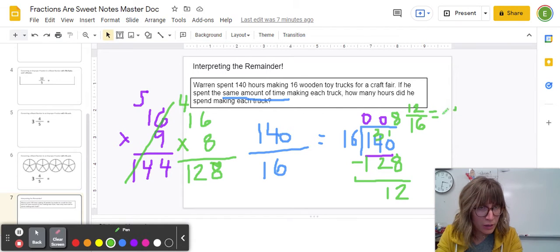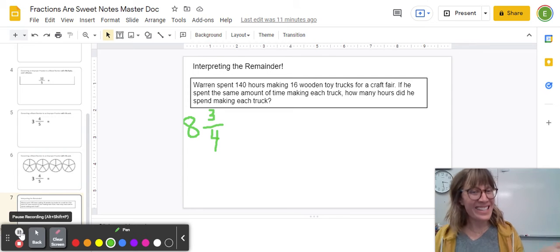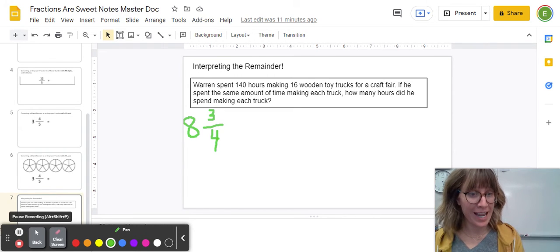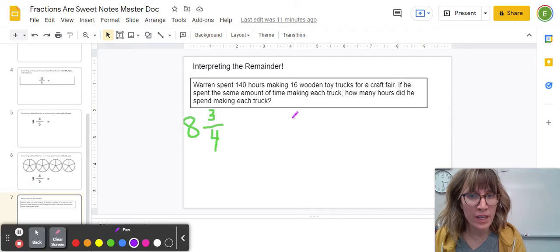If we reduce that, we can divide 12 and 16 by 4 to get us 3/4. So we end up with 8 3/4. But what does that mean if we interpret the remainder? So we know 8 3/4 hours. Well, we need to interpret time, right? How many minutes are there in an hour? Well, we know that in 1 hour there are 60 minutes.